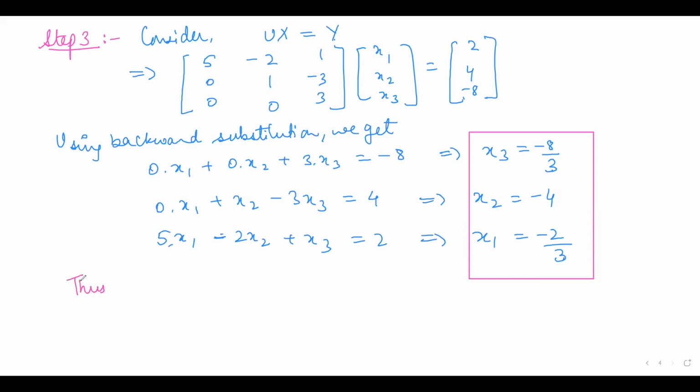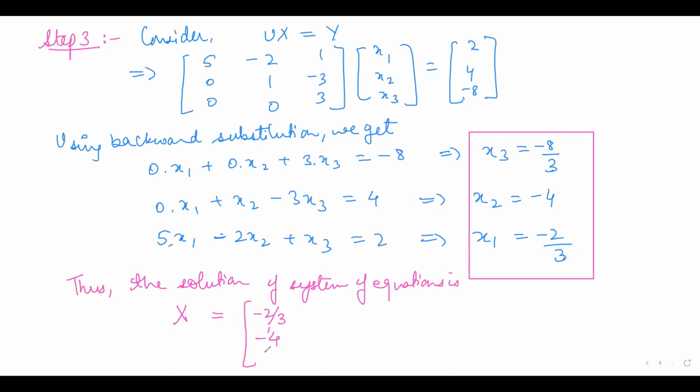So thus, the solution of the system of equations is given by x. So x is always x1 first. So just remember, minus 2 upon 3, then you have minus 4, then minus 8 upon 3. So this is our final answer.